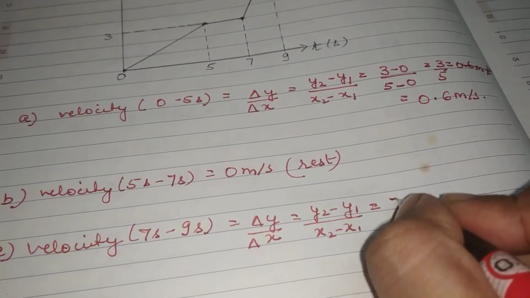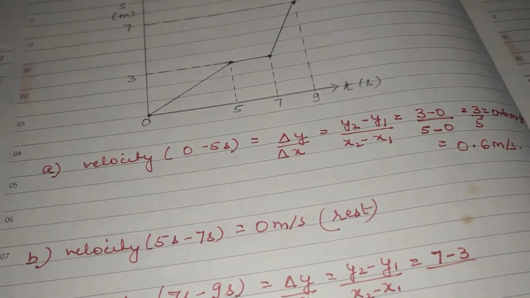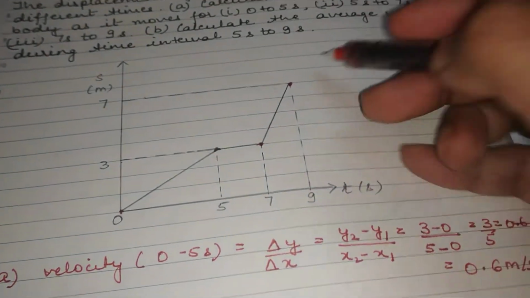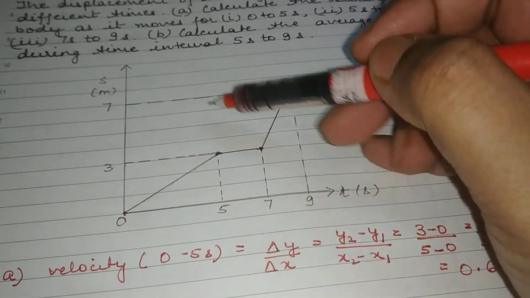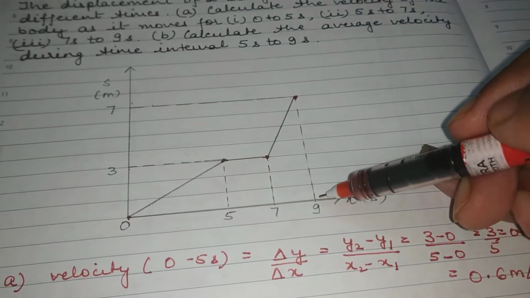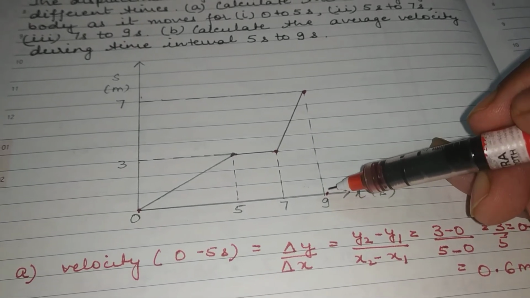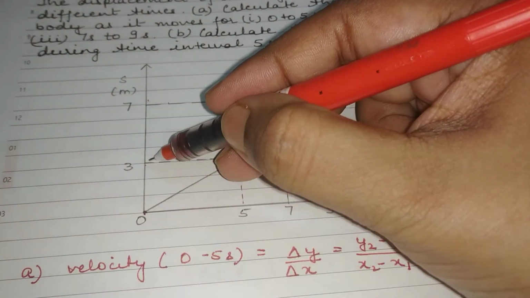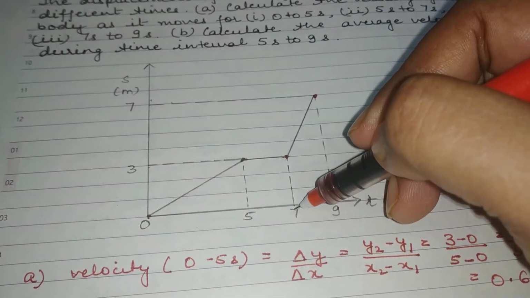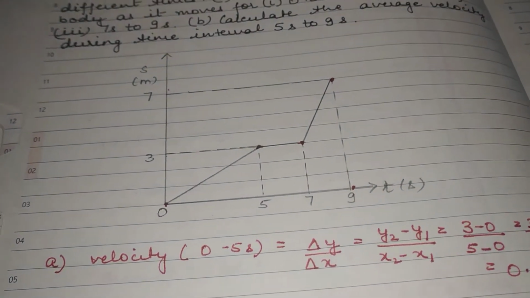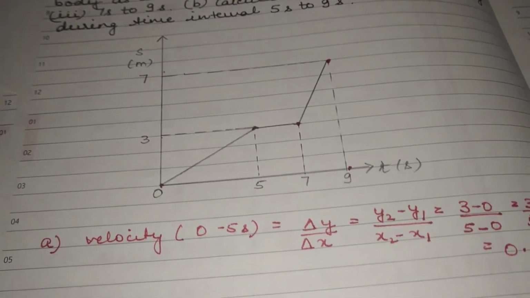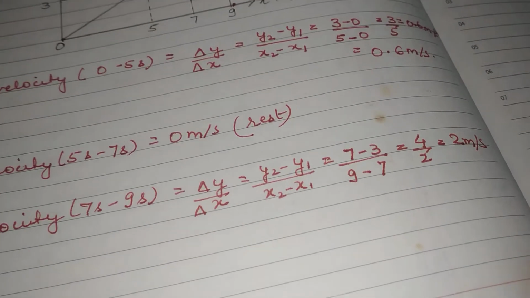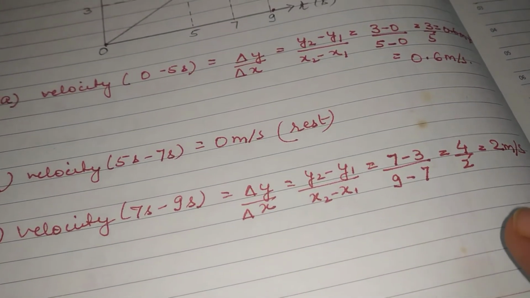So it becomes 7 minus 3. Now corresponding values on the x-axis we will take. It is not that any random value we'll take, corresponding values only. So corresponding to 7, the value here is 9, which is x2. So x2 is 9 minus, corresponding to 3, the value here on the x-axis is 7, so 9 minus 7. So 4 upon 2, which is 2 meter per second, and that's the answer of part 3. Okay.